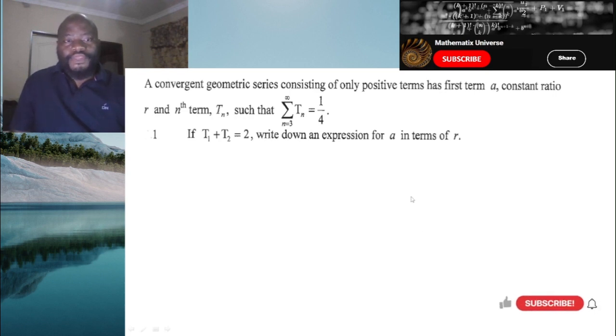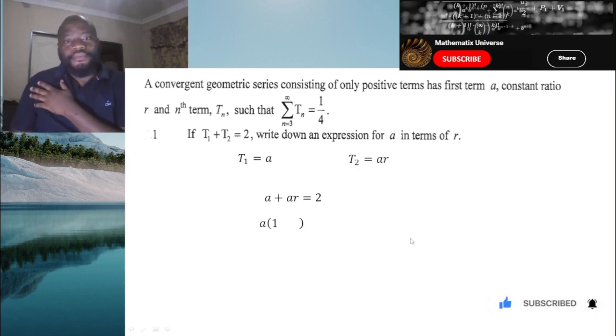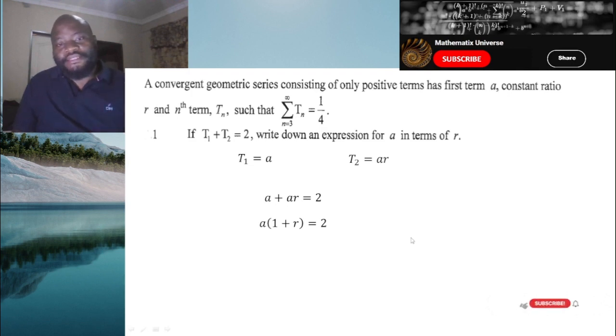All right, so we start with saying t1 is a, we know the first term we call a, and then the second term we multiply by r to get that second term, so the second term is ar. This equation says t1 plus t2 equals 2, so let's add them and equate them to 2. Now, taking out the common factor of a, we get a into 1 plus r, not 1 minus r. So dividing by the 1 plus r, we get a equals 2 over 1 plus r. That's the answer to the first question.